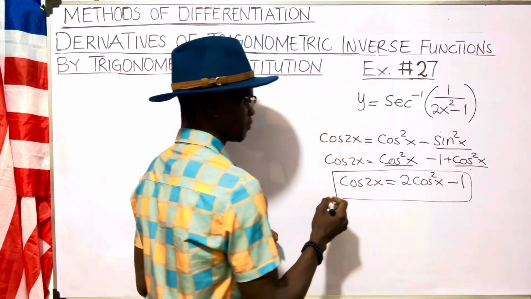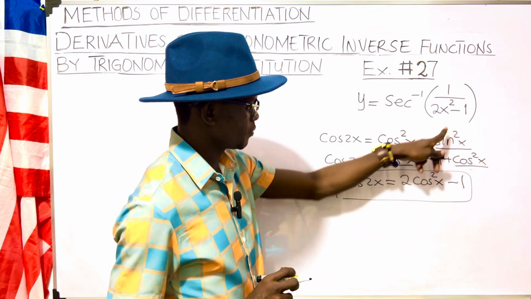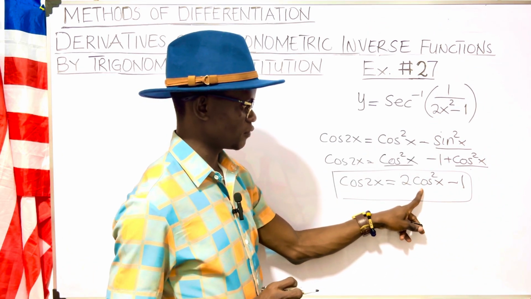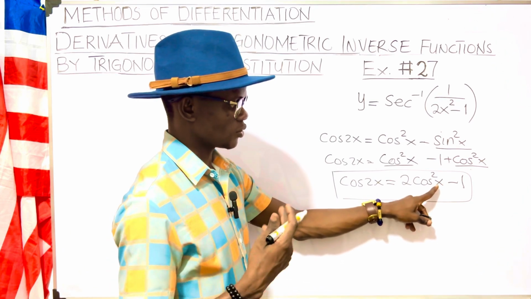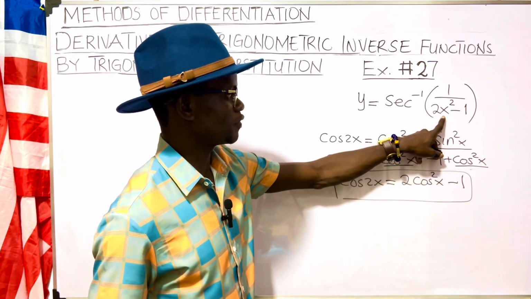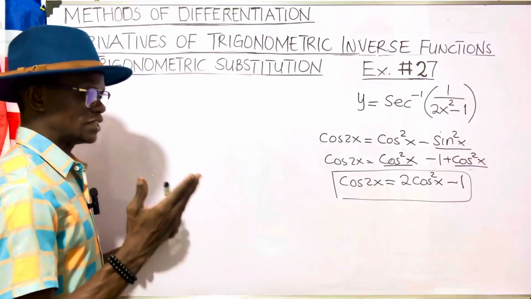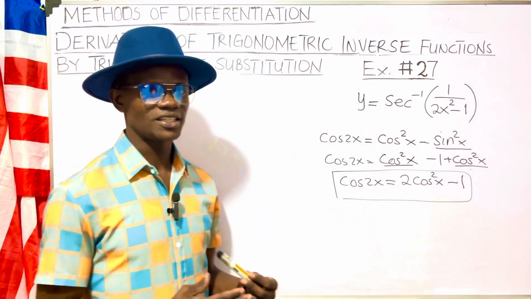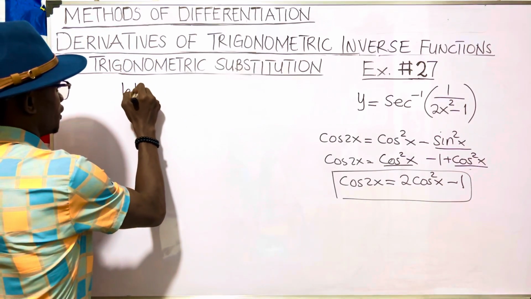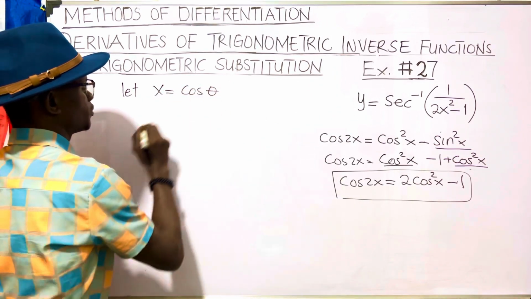So we clearly see that this expression down here resembles this identity, such that if we just make x equal to cos of some theta, then we will have 2 times cos of theta all squared, minus 1. So that's why I say you must know the trigonometric identities so that you know which substitution to employ. So we have, let x equal cos of theta.